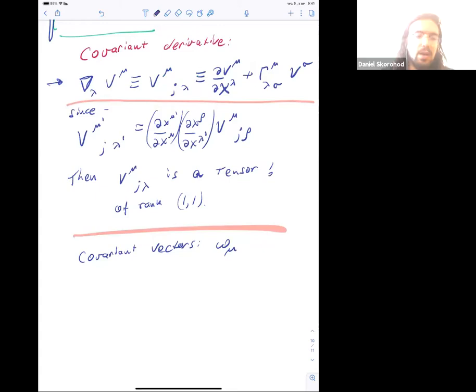Asaf, can I ask a question, please? Yes, you can. So I didn't understand why the rank of it is 1 and 1, because v mu by itself is of rank 1, 0, right? Or 0, 1. And then why would the partial derivative change the rank of what it was?